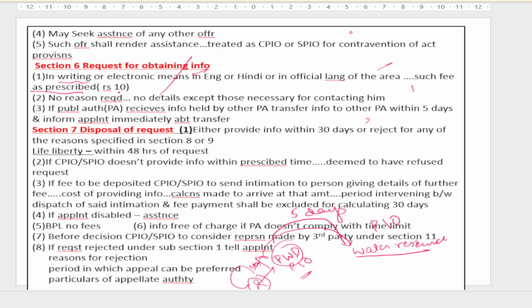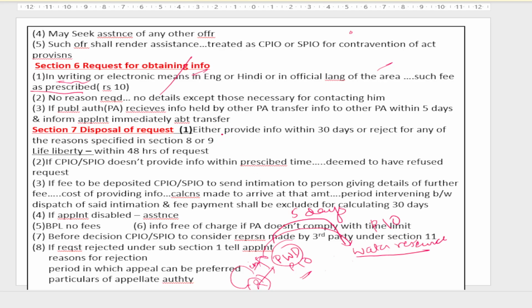So for the request for obtaining information, we have already studied the first point, no reason is required. If the public authority receives a request for information held by another public authority, then the concerned PIO has to transfer the RTI application to the other public authority within the 5-day period and inform the applicant immediately about such transfer. Now section 7 of the RTI Act. Section 7 deals with the disposal of request.